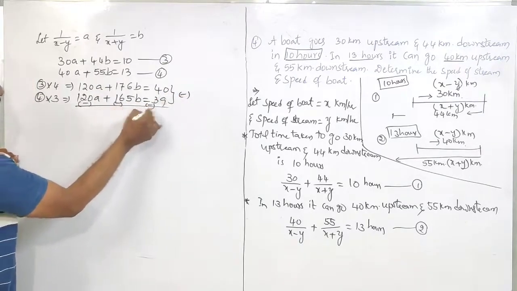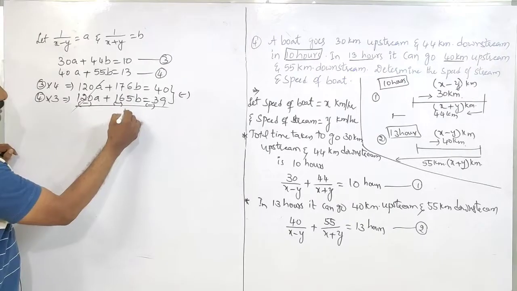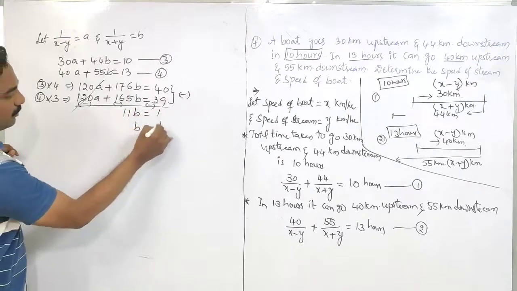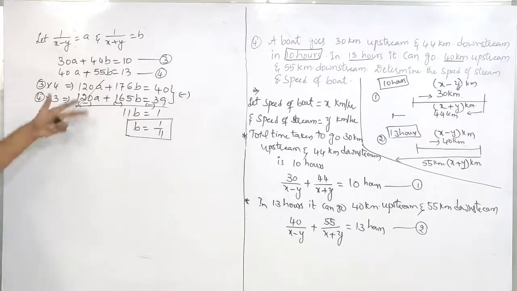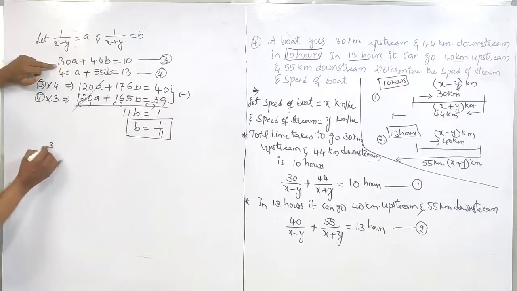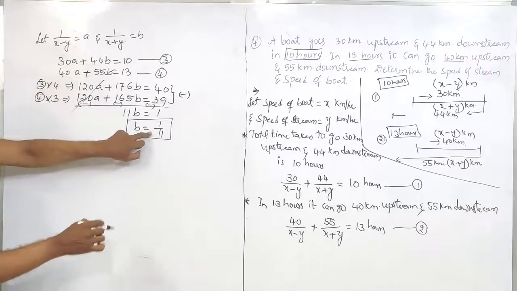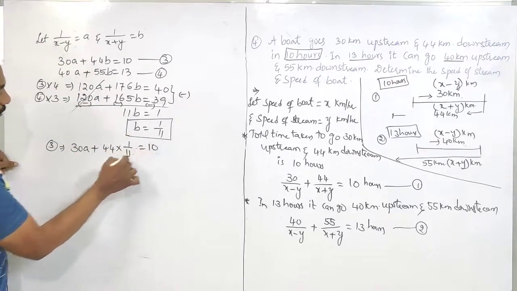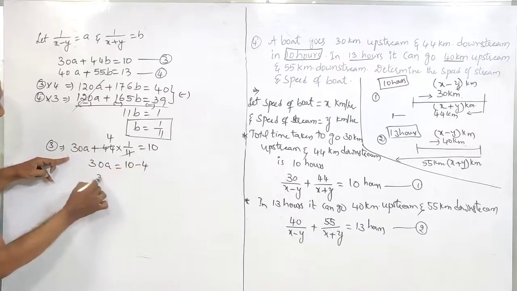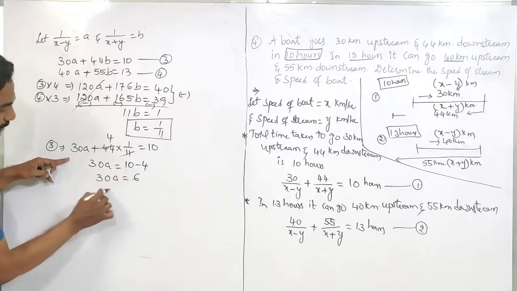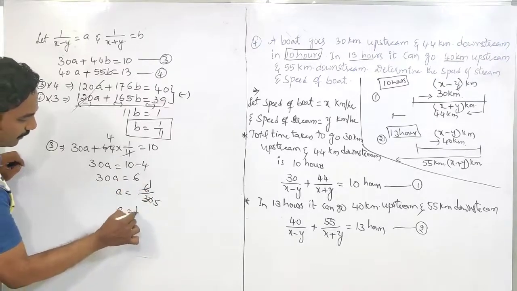Now subtracting these two equations. 120a, 120a gets cancelled. 176 minus 165 is 11b is equal to 1. So b is equal to 1 by 11. We got one value, b is equal to 1 by 11. Now we find out the a value by substituting somewhere here. Let us substitute in the third equation: 30a plus 44 into the value of b, 1 by 11, is equal to 10. 11 ones are 11, the 4 gets cancelled. So 30a is equal to 10 minus 4, 30a is equal to 6. A is equal to 6 by 30, which is equal to 1 by 5.